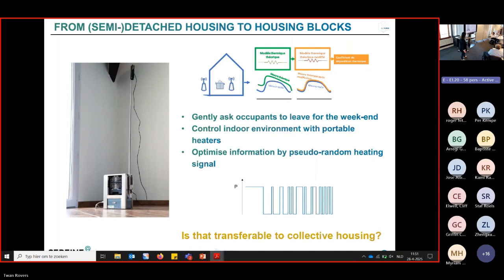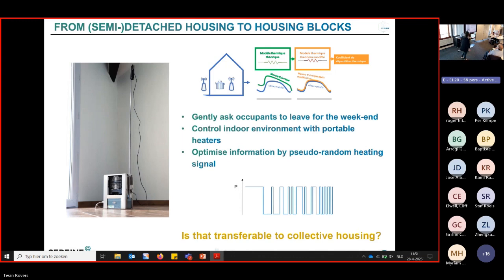Initially we developed it for houses. For houses, it's very simple. We gently ask the occupants to leave their homes for the weekend so that we can perfectly control the indoor environment. We bring these little portable heaters. We optimize the thermal solicitation of the envelope by following this little on and off heating pattern. And that works within 1 or 2 days.